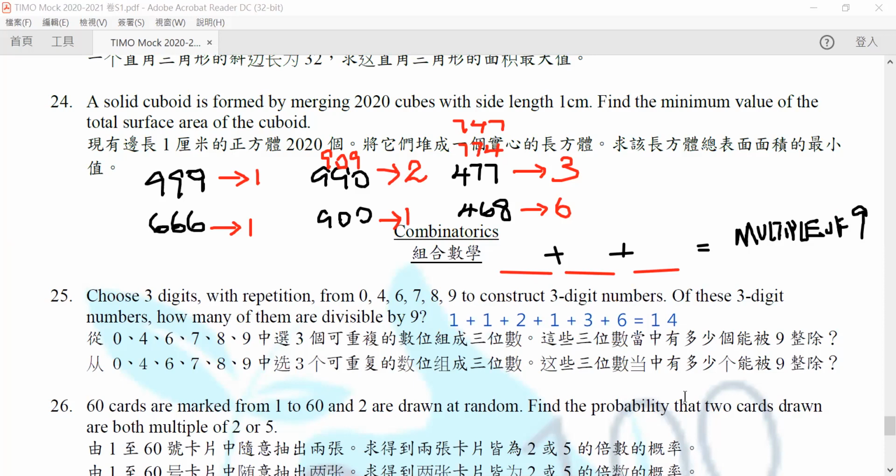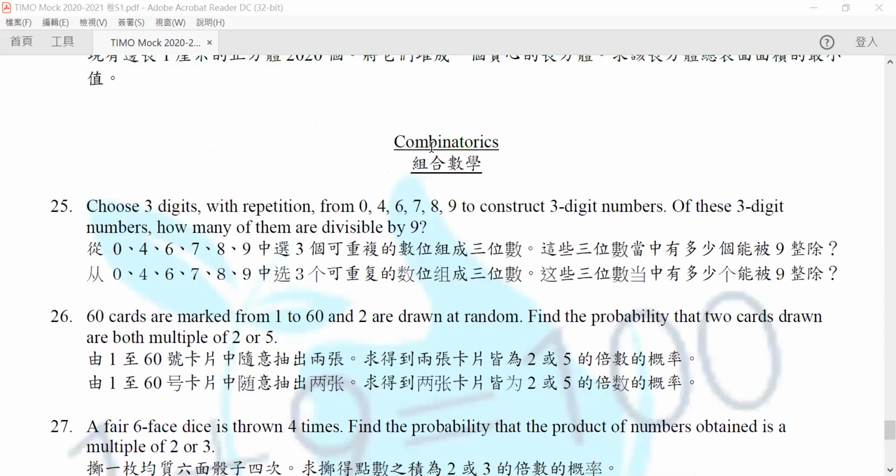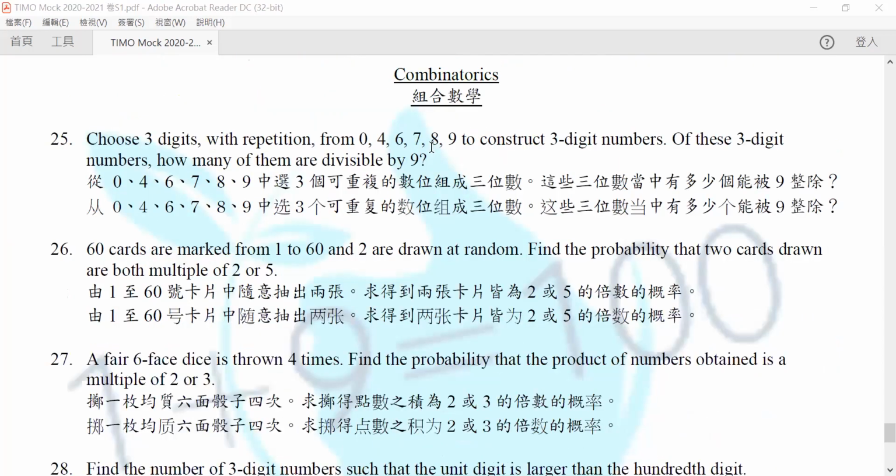All right, so this is question 25. Okay, so now next, going back to 60. 60 cards are marked from 1 to 60, and 2 are drawn at random. Find the probability that the 2 cards drawn are both a multiple of 2 or 5.